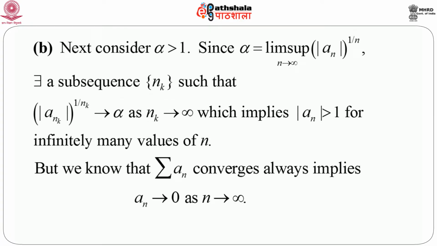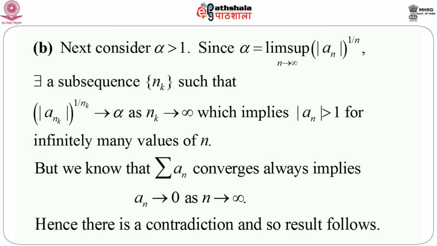Now, we know that the convergence or divergence of summation a_n can sometimes give some idea about the nth term. So, we know that if summation a_n converges, that will always imply that the nth term goes to 0 as n goes to infinity. This is always true. Whenever we have a convergent series, the nth term will always go to 0 as n goes to infinity. But here, since modulus of a_n is greater than 1 for infinitely many values of n, it cannot go to 0 as n goes to infinity. So, there is a contradiction, and hence the result follows immediately.